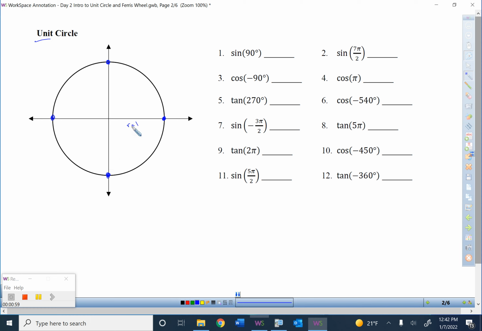And because we know this radius is 1, we can find the ordered pair that corresponds to each of these dots, knowing from the origin that we're going to the right 1, so 1, 0. From the origin going up 1 is 0, 1. Left 1 is negative 1, 0. And down 1 is 0, negative 1.